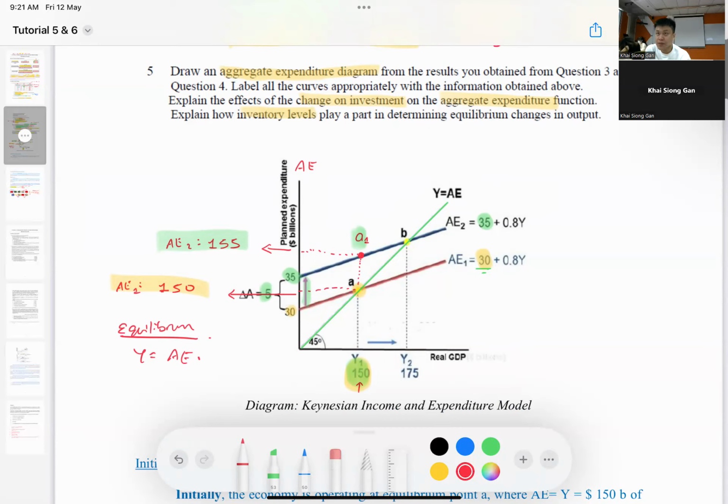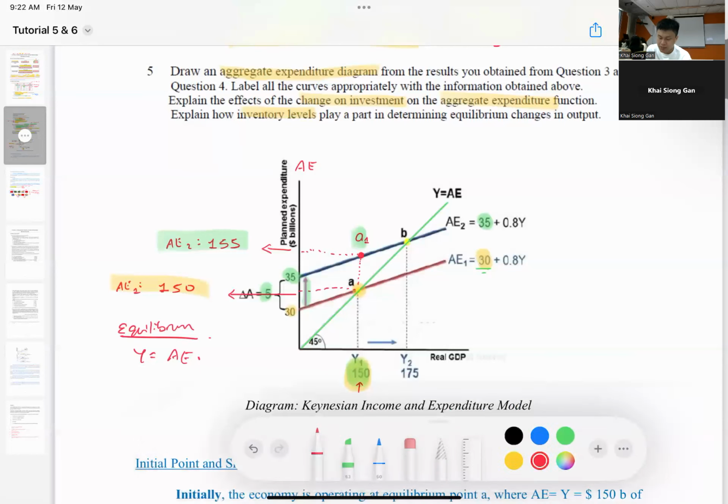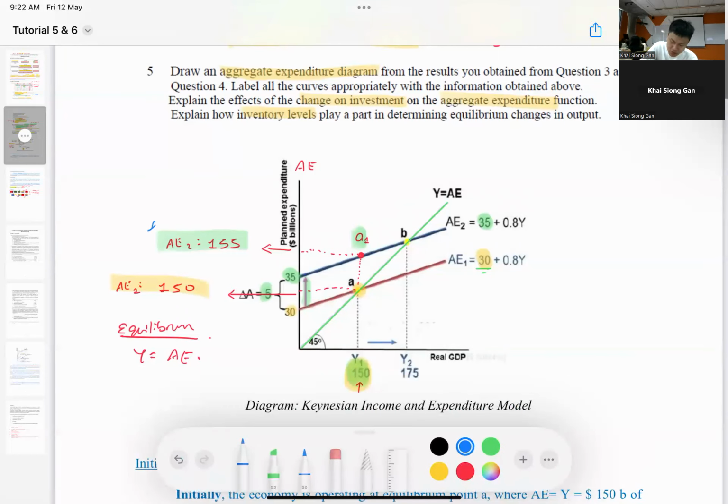So would there be a shortage or surplus over here? People are actually spending more. Expenditure means spending more. So people are spending up to the amount of 155 billion, but the real GDP is only 150 billion. So what do we mean by this? There's a shortage. Why is there a shortage? Because now people are spending up to this amount, but the real GDP is only this amount. So therefore there's a shortage. What happens is firms, producers will have to increase their production.